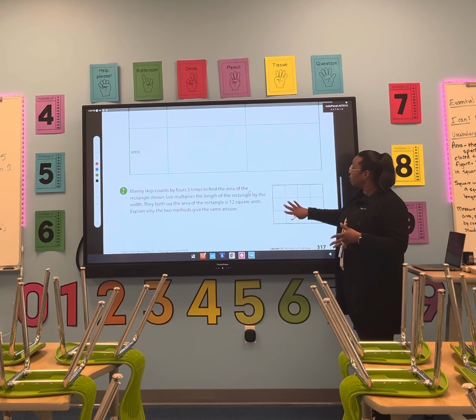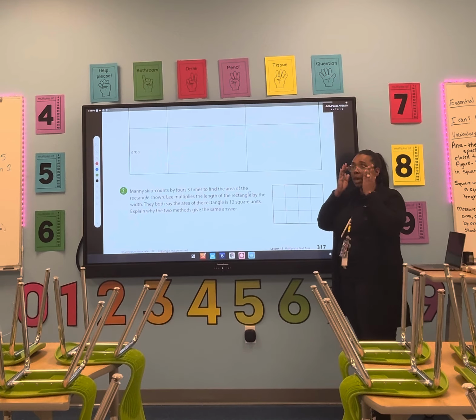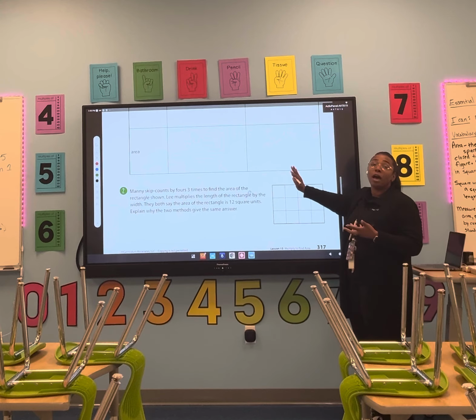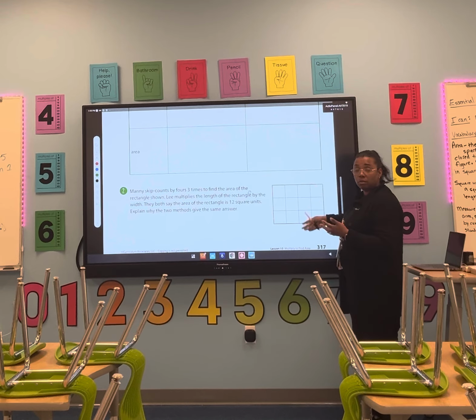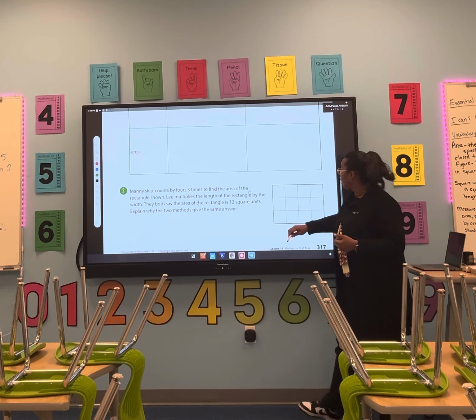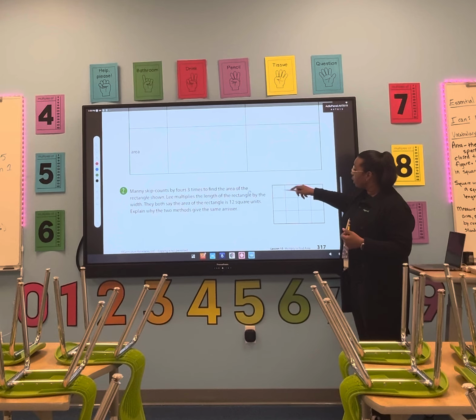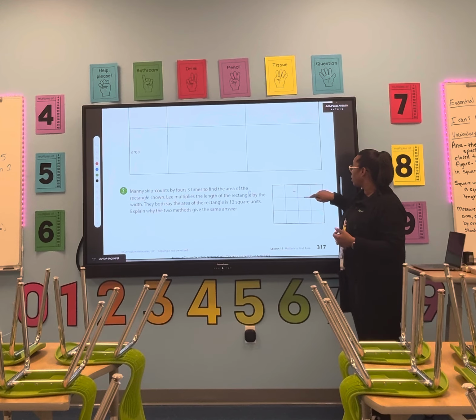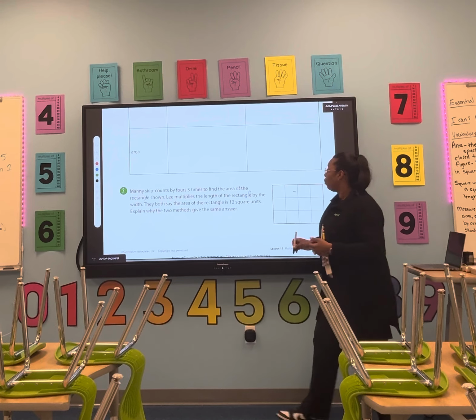So with an array, we would say rows. Remember, rows go side to side, left and right, or right to left, it doesn't matter. And our columns, they go up and down. So we would say that there are 3 rows, which is why we have 3 times, and then we have 4 in each row, or 4 columns.